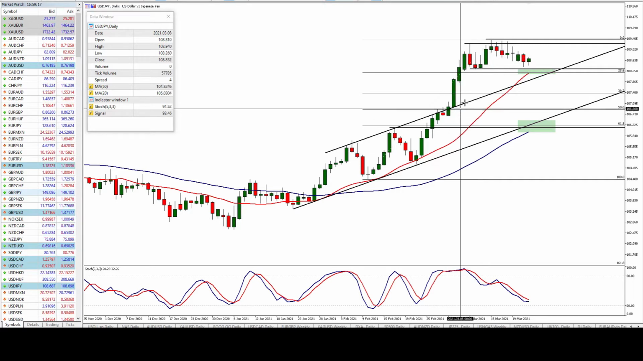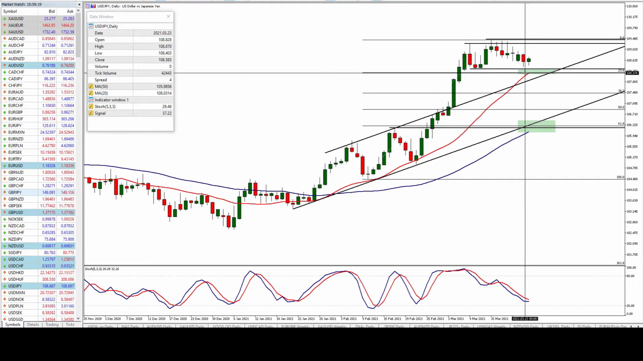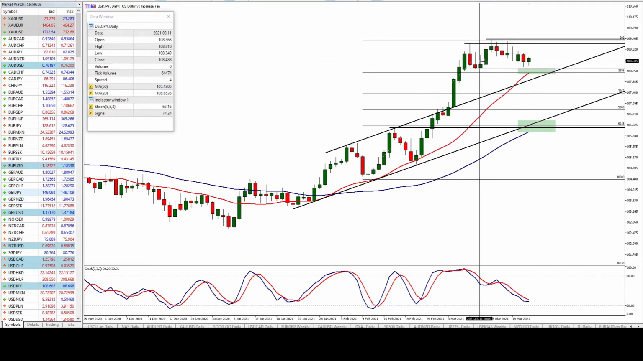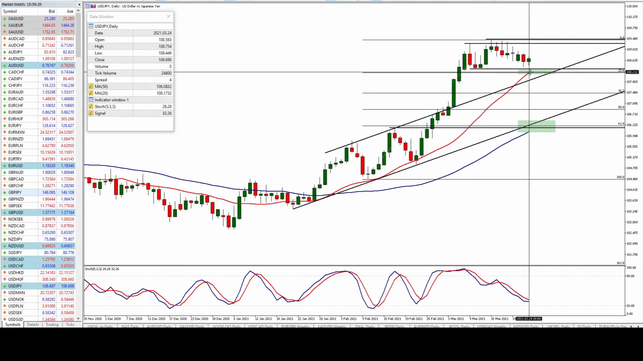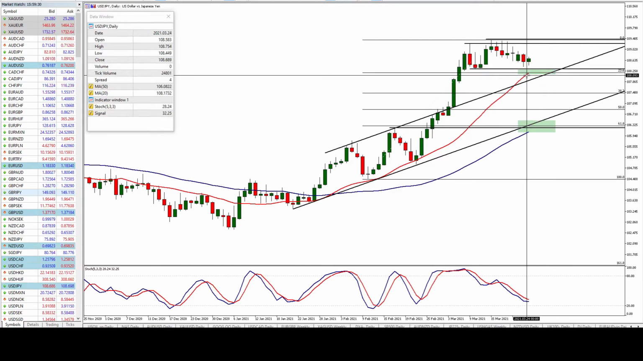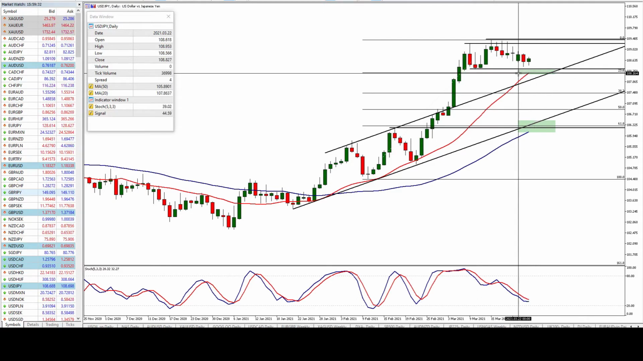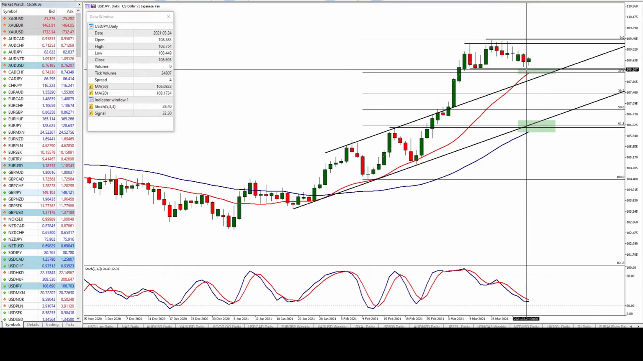And as you can see, we have 23.6 Fibonacci retracement. We have 20 period, i.e. 20-day moving average here, and this low. All these factors come together here, so this is a significant level or significant zone from 108.14 to 108.33.